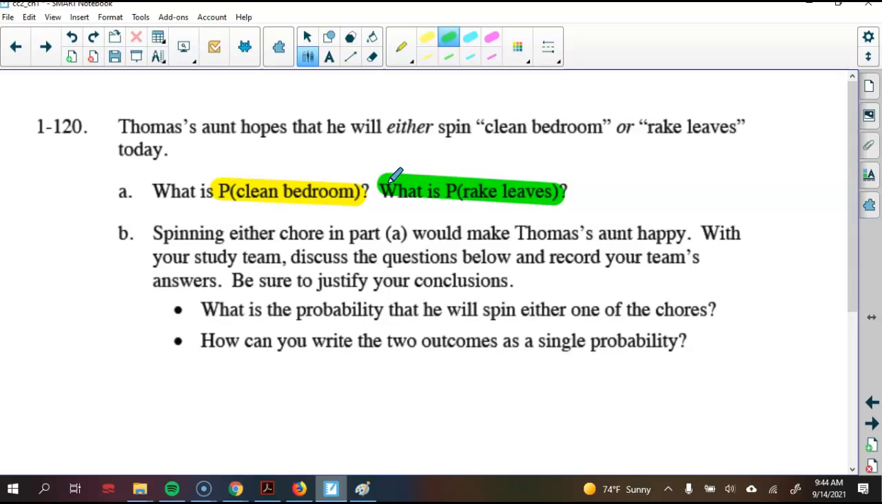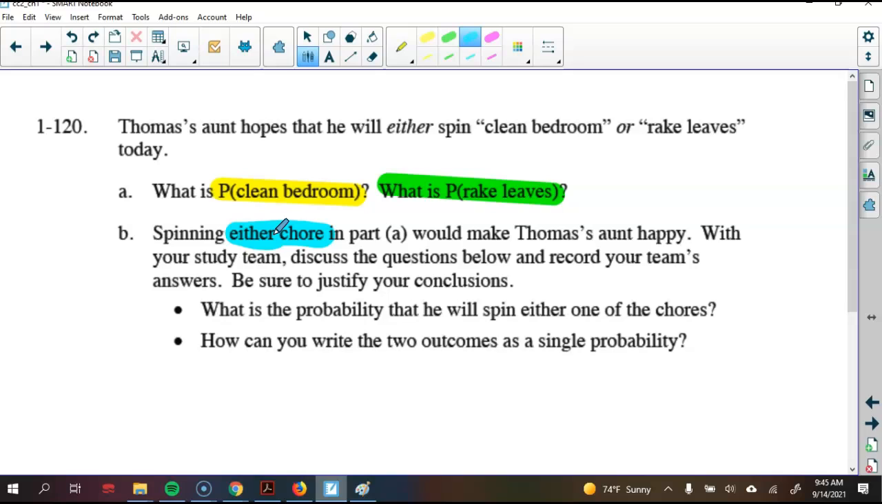So either of those chores need to happen. He doesn't really need to clean the bathroom. He doesn't really need to vacuum. So if we look at what are the chances he does either of those, I want you to talk with your team. How could we say what's the chance of either chore would make him happy? Talk with each other about how we do that. How would we talk about that?